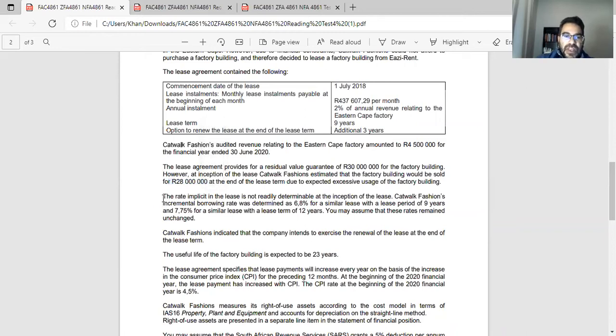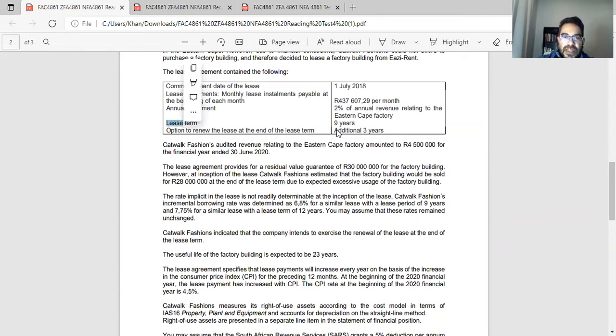Then they say the rate implicit in the lease is not readily determinable at the inception of the lease. Catwalk Fashion's incremental borrowing rate was determined as 6.8% for a similar lease with a period of 9 years and 7.5% for a similar lease with a lease term of 12 years. You may assume that these rates remained unchanged.